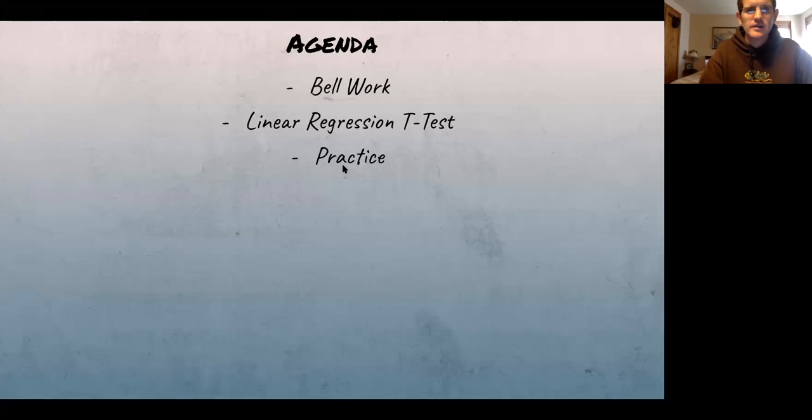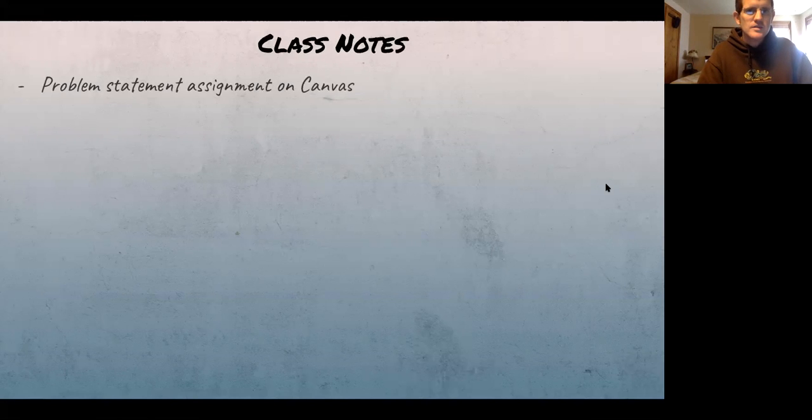Okay, so there it is, the linear regression t-test. Remember, if it's linear regression, it's going to be t. The only thing that uses z is proportions, but everything else is going to be a t-test, or of course, if it's chi-square, it'll be a chi-square test.